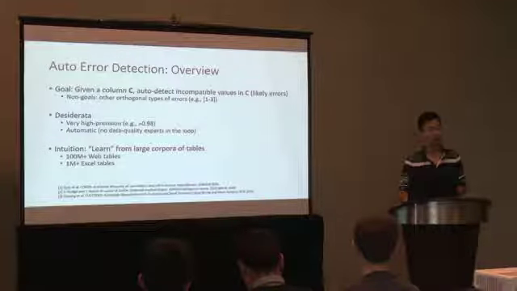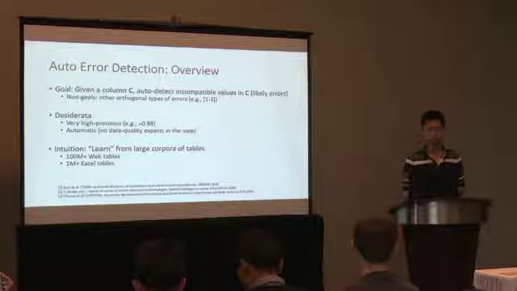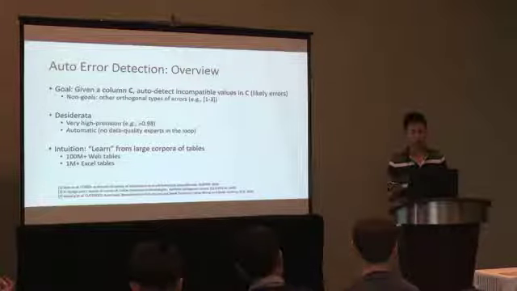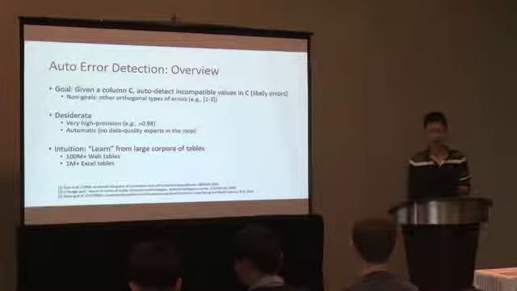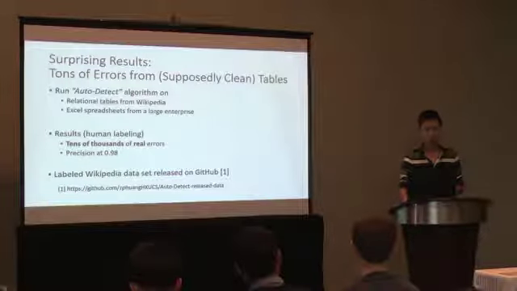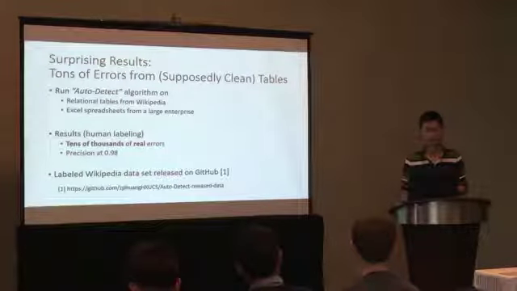So how can we pull this off, right? So our intuition is that we have large corpora of mostly clean tables, and maybe we can learn from those tables what clean tables should look like, and use that to predict errors. So we think we have a promising algorithm. So let me fast forward and tell you what we find in the experiments.